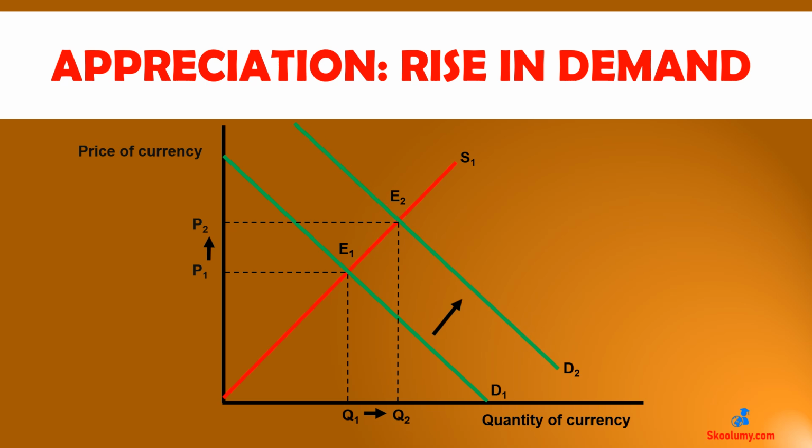An increase in currency demand, owing to more demand for a country's exports, for example, causes appreciation. Demand for the domestic currency increases from D1 to D2. The exchange rate rises from P1 to P2. The quantity increases from Q1 to Q2.